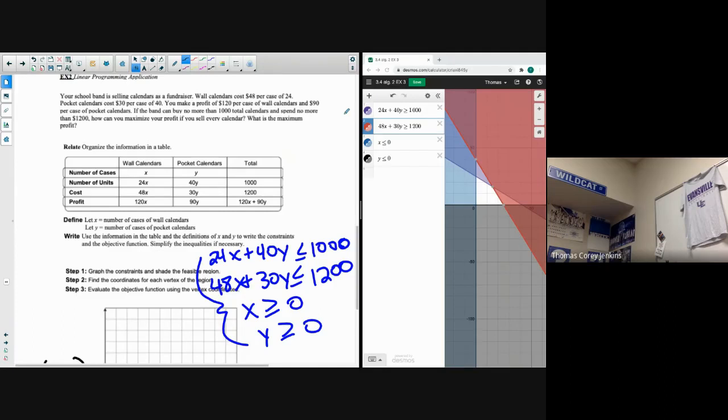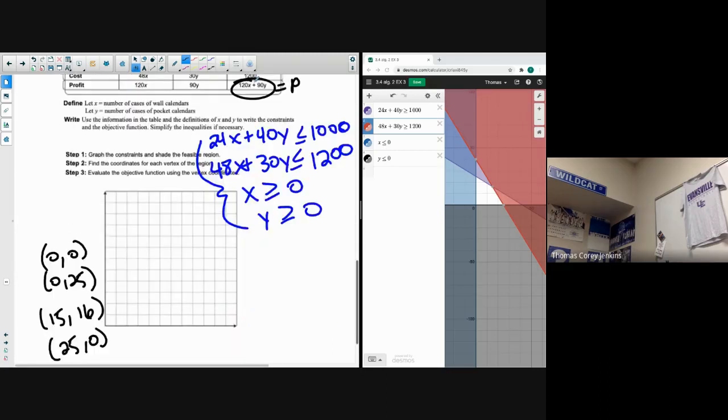Let's see, where is that? I'm trying to find it. This is the problem with skipping around here. Okay, so I guess it's this guy right here, 120x plus 90y. P equals 120x plus 90y. So that's our function, right? So that's what we're gonna multiply x values by 120, y values by 90.